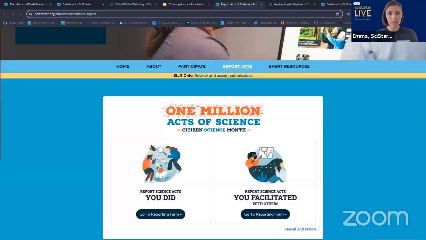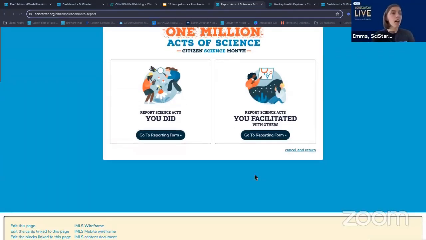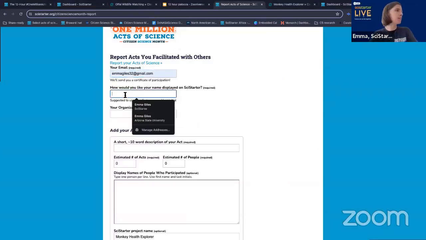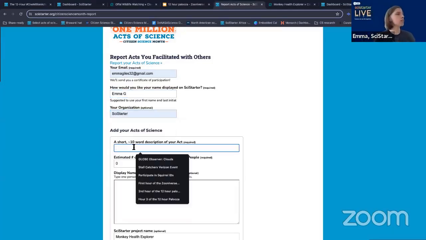Cool. Okay, so at every hour I make the report of how much acts of science we did. I'm going to share my screen over to the new page, which is the reporting acts. If you are not connected to Zooniverse or SciStarter yet with accounts, you can write in how many observations you did. For me, I'm typing in who I am because I'm the facilitator, and then my organization, SciStarter.